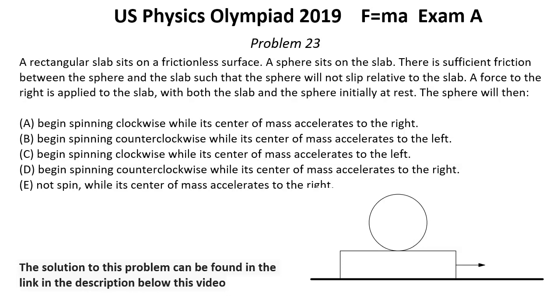Solution for problem number 23. When we start to pull this bottom slab, the force of friction between the slab and sphere will be in the direction right for the sphere and in the direction left for the slab. It means that the center of mass of the sphere starts to accelerate to the right, but this force of friction will accelerate rotation counterclockwise around the center of the sphere. So the correct solution is D: begins spinning counterclockwise while its center of mass accelerates to the right. That was the solution for problem number 23.